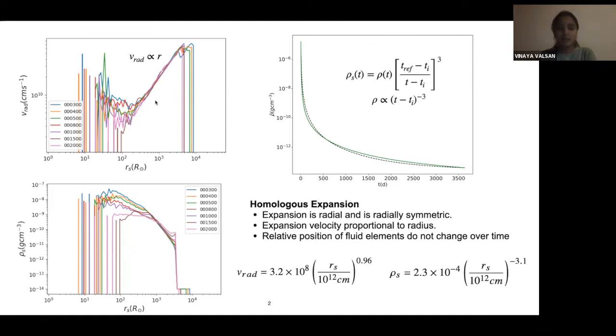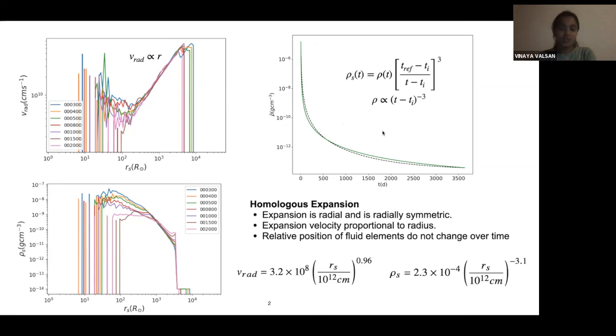Now, combining this relation with spherical symmetry, one can easily show that the density has to be proportional to inverse time cubed. The top right plot shows the average density of our common envelope as a function of time, with the black dotted line showing the expected shape of the curve. We can see that our simulation agrees quite well with the expected shape.